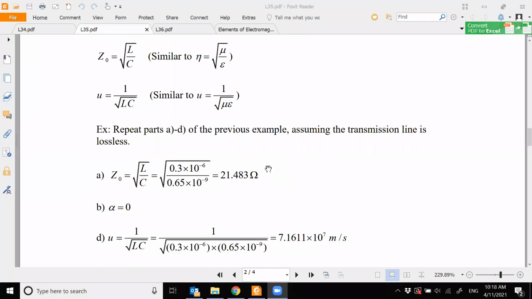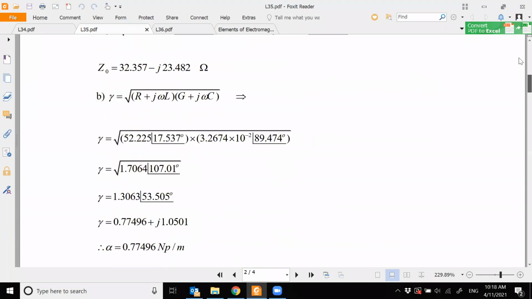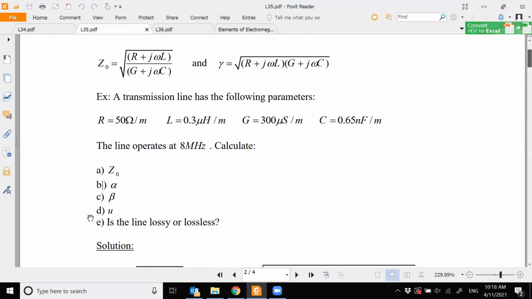Now, let's take one example. The example says that in our previous example, assume that the transmission line is lossless. So we need to find all these parameters again, but in this case assume that my line is lossless. That means my R is 0 and my G is 0. So if R and G both become 0, what will happen to these characteristic parameters?